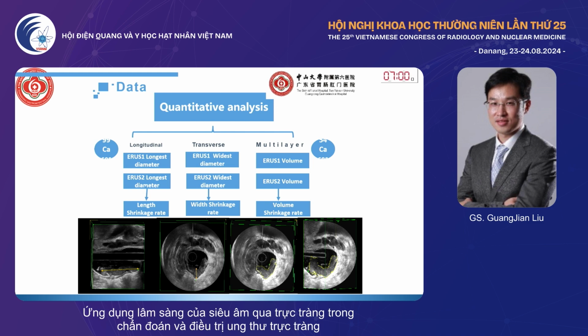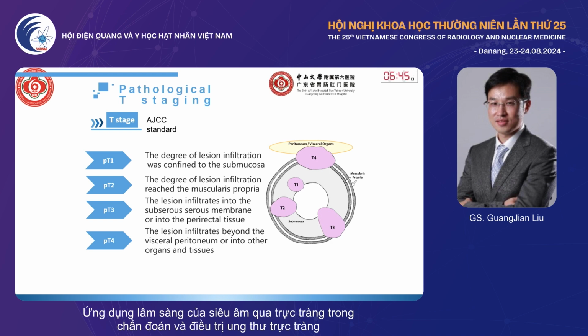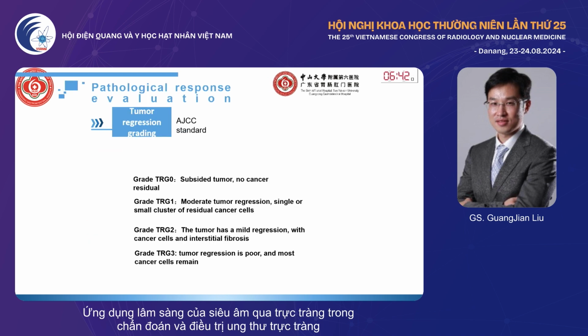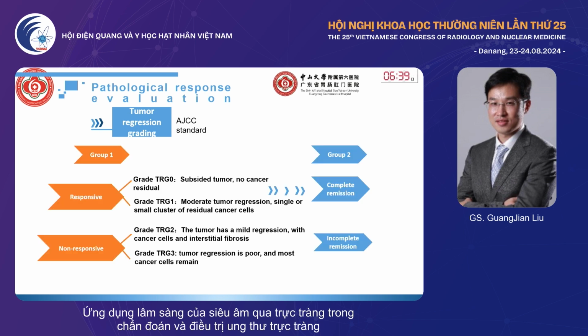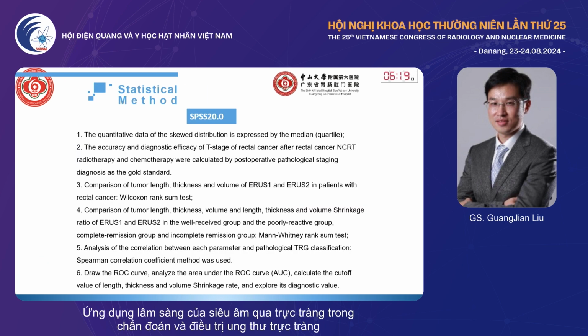Pre-treatment, we measured the diameter, the longest diameter, and the thickness, and also by using the 3D ultrasound, we measured the volume. After the treatment, we measured it again and compared with the pathological stage. In this group of patients, we divided them into responsive, which means grade 0 and grade 1, and non-responsive, which means grade 2 and grade 3. Another grouping method is complete response, which means grade 0, and grade 1, 2, 3 means incomplete response remission.